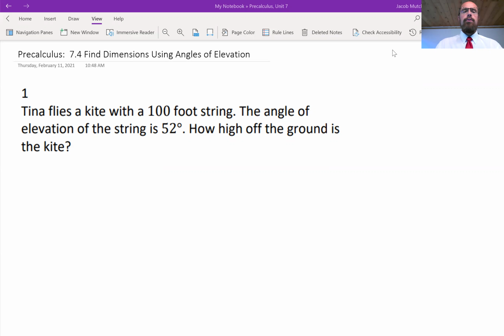Welcome to Pre-Calculus. Today we will find dimensions of triangles using angles of elevation. We'll take a look at 4 examples. Our first example is this scenario.